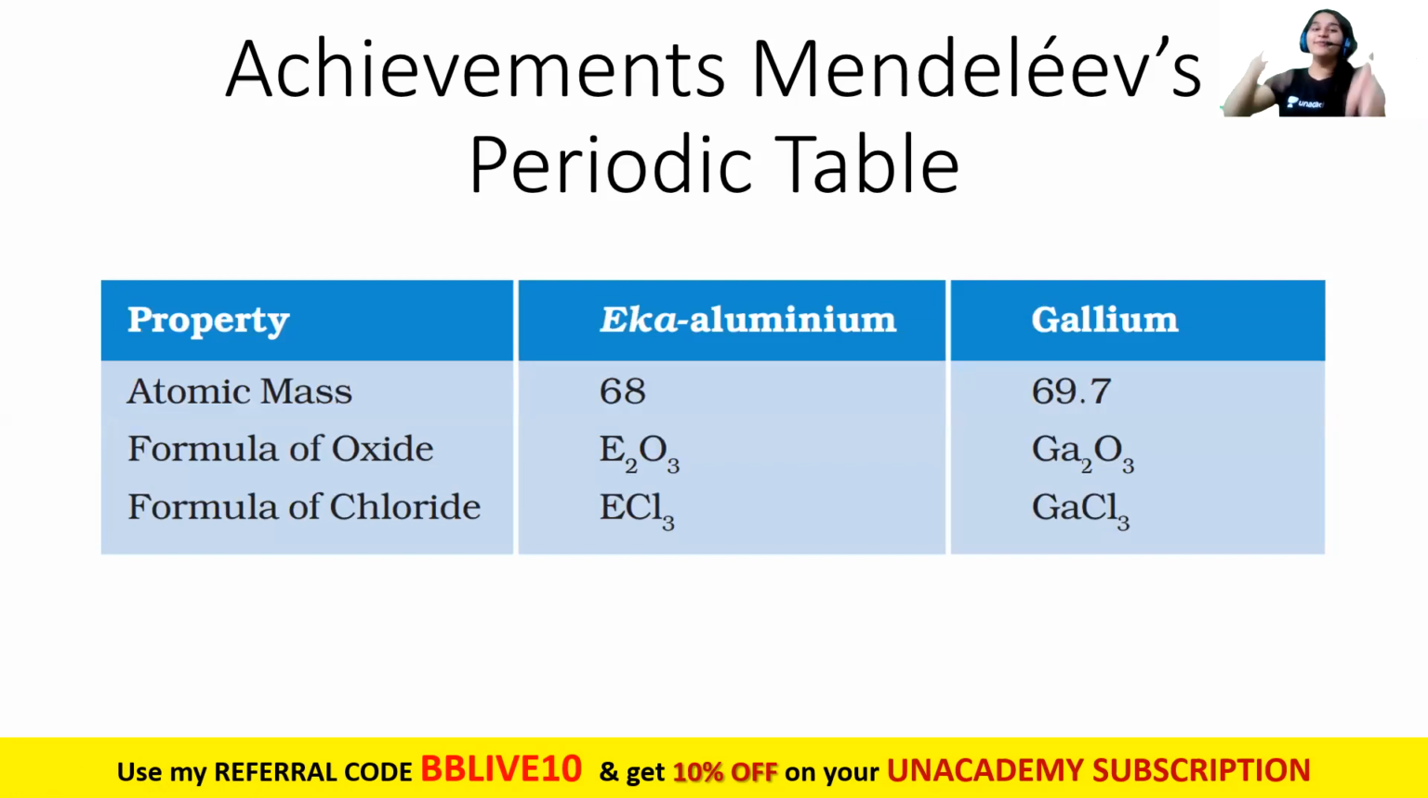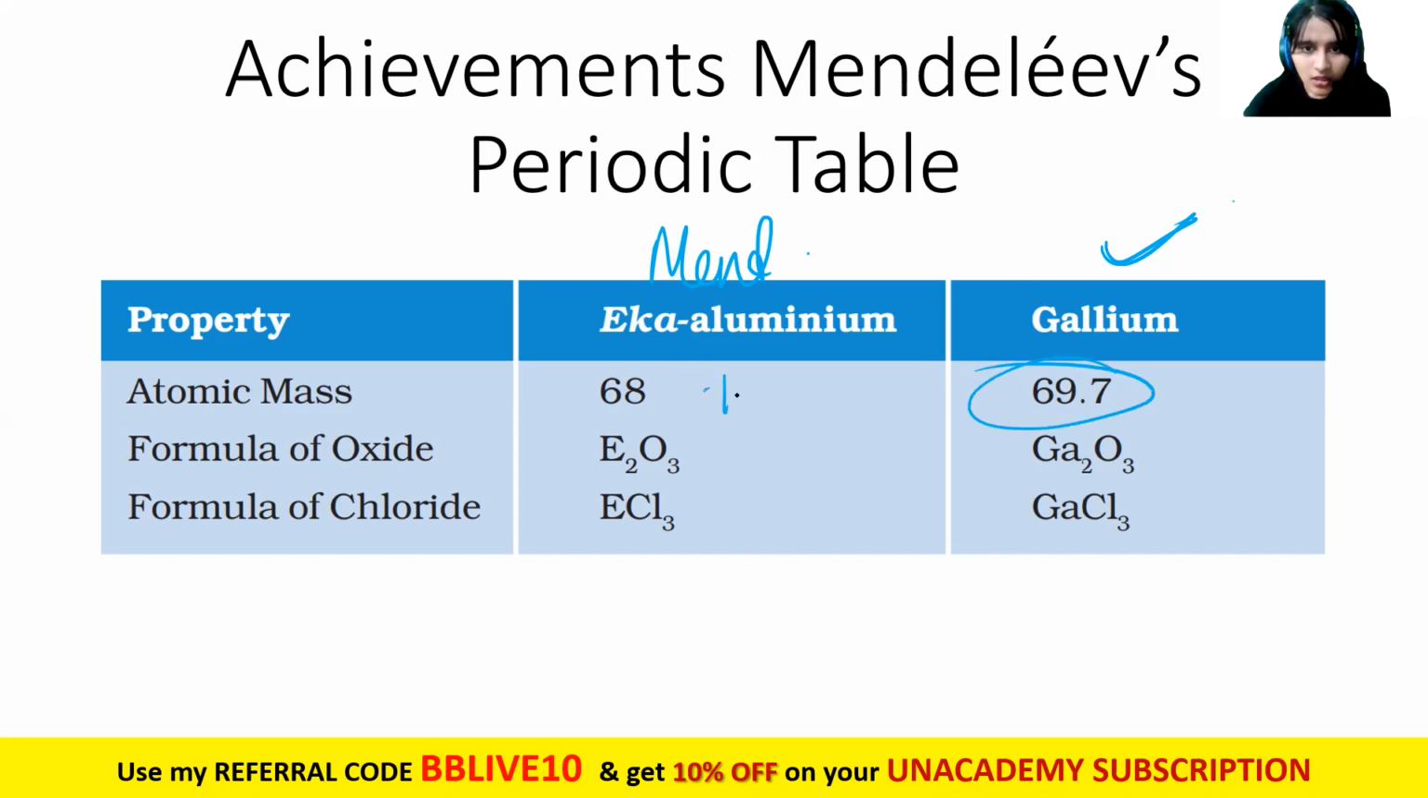Let's see. Eka aluminium is what Mendeleev predicted, and this is what it was actually found to be. So Mendeleev said, you know what? The atomic mass of eka aluminium is going to be 68. And when eka aluminium, that is gallium, was discovered, the mass was found to be 69.7. And I think the difference of 1.7 is not big because it was not even discovered, guys.